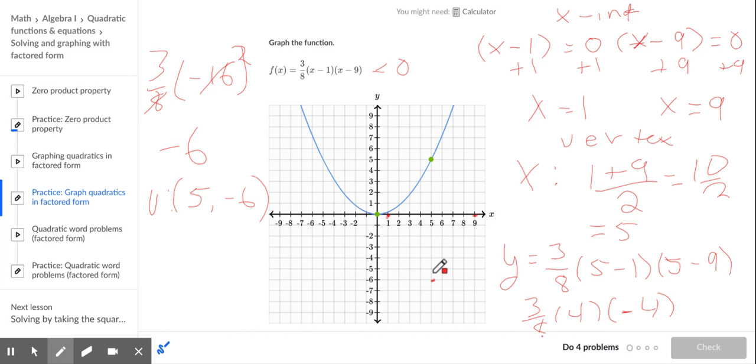I could get some in-between points if I want to be thorough. I could plug in 3. If I plug in 3 for x, I get 3 minus 1 and 3 minus 9. 3 minus 1 is 2, and 3 minus 9 is negative 6.